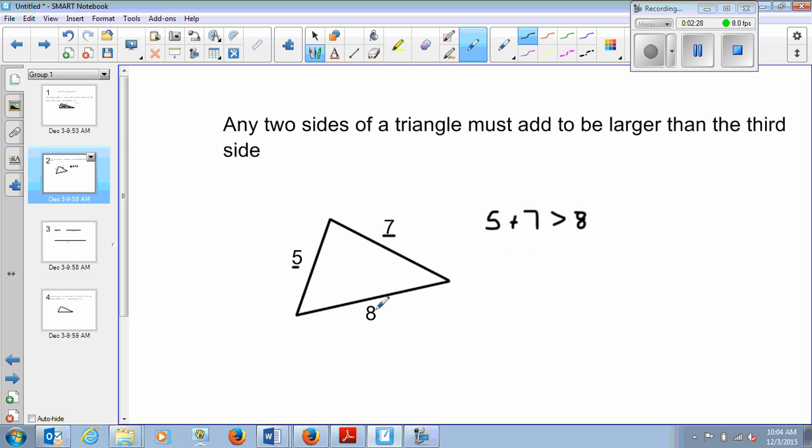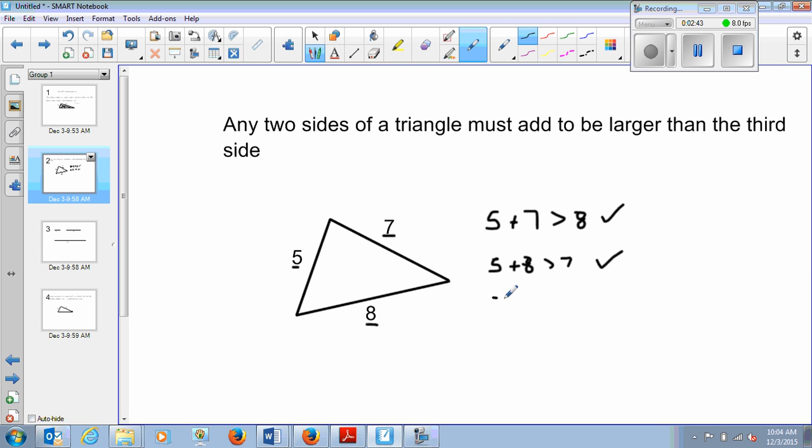That works. Now I'm going to look at 5 and 8. Is 5 plus 8 greater than 7? Yes, 5 plus 8 is 13. 13 is greater than 7. So far, so good. And then I want to check the last one.